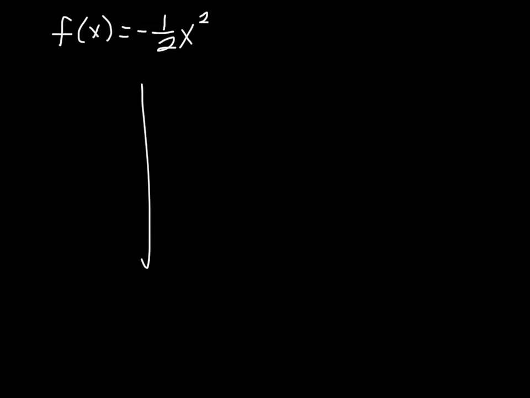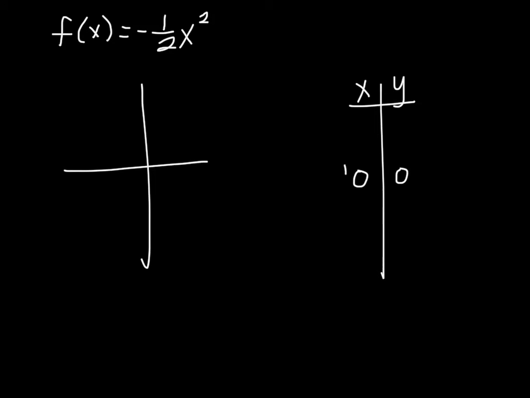Again, my goal here is to graph it. I know that my graph starts at the origin, which is 0, 0. But this time, because I have a fraction, I'm going to choose points wisely. The denominator is 2, so I'm going to choose multiples of 2. So I'm going to have 2 and 4, and -2 and -4.